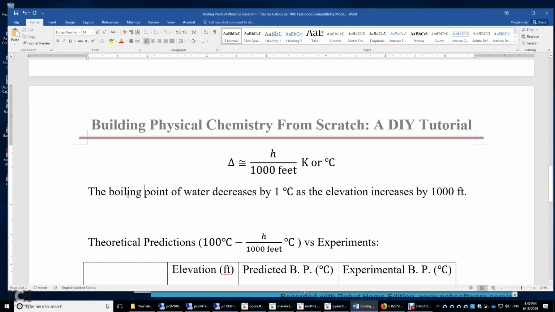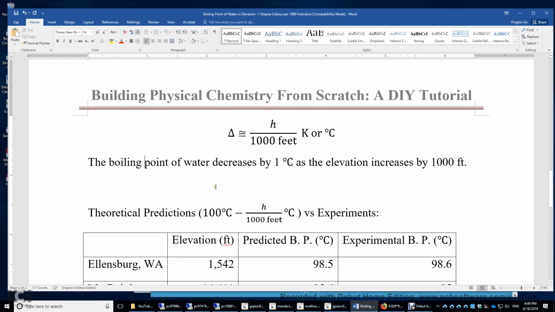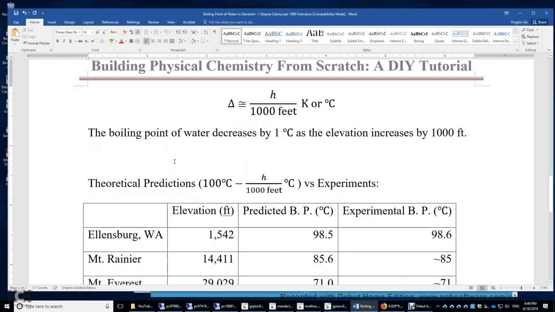So if you want to know the boiling point of water on top of Mt Rainier, you simply just look up its elevation and then divide that elevation by 1,000 feet. You get a number, and then use 100 degrees Celsius minus the number you just got. You get the boiling point of water on top of Mt Rainier. Now let's look at 3 numerical examples.